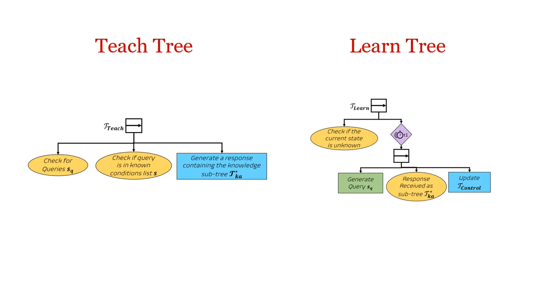On the other hand, a learning tree running in parallel continuously monitors the current state sequence faced by the agent to identify if it is unknown. Once an unknown sequence is detected, the tree broadcasts the unknown sequence as a query sequence and waits for a response for a fixed duration. If a response is received within the timeout, the received knowledge is decoded and merged with the new knowledge segment in the control behavior tree.